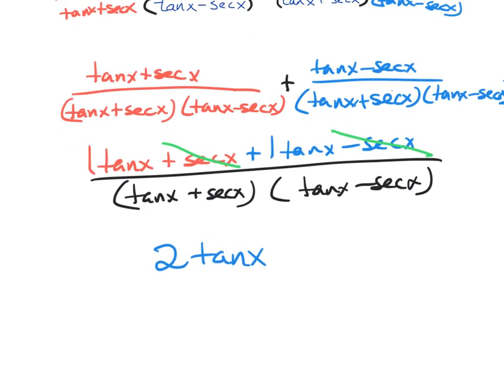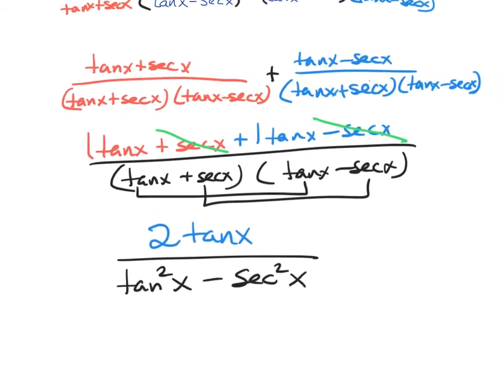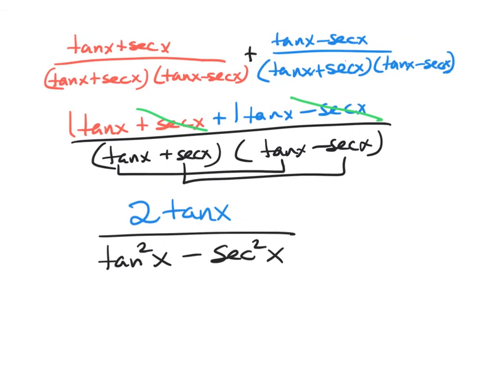The denominator I'm going to FOIL. So tangent x times tangent x is tangent squared x. Notice when I do the outside and the inside, it's going to cancel. So all I have to do is the last, and it becomes minus secant squared x. Again, notice it's an identity. So again, the identity I'm going to use is 1 plus tangent squared x equals secant squared x.